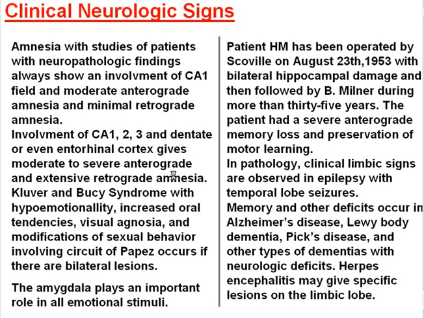And this patient was followed for more than 35 years. The patient had a severe anterograde memory loss and preservation of motor learning. In pathology, the limbic signs are observed in epilepsy with temporal lobe seizures, and memory and other deficits occur in Alzheimer's disease, Lewy body dementia, and Pick disease. Herpes encephalitis may also give specific lesions in the limbic lobe.